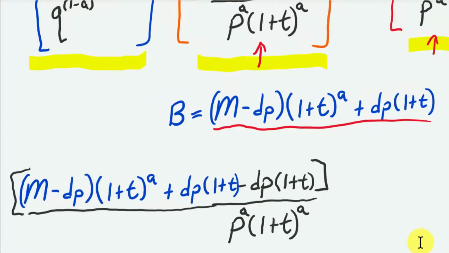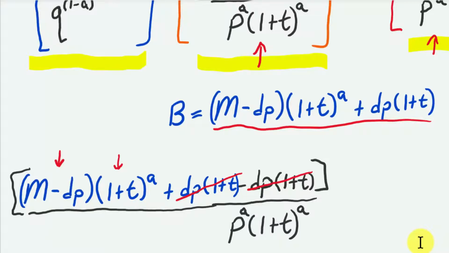And so the first thing we see is that these two items are going to cancel. The D P times 1 plus T is negative here. It's positive here. And then what we're left with is just the disposable income before the tax here multiplied times 1 plus T to the A power.